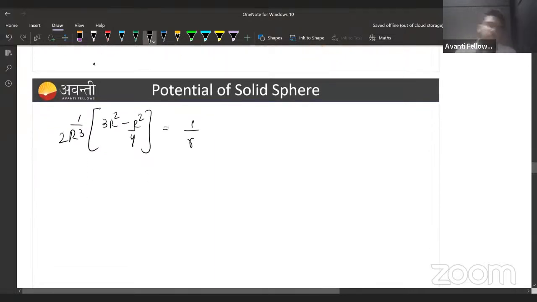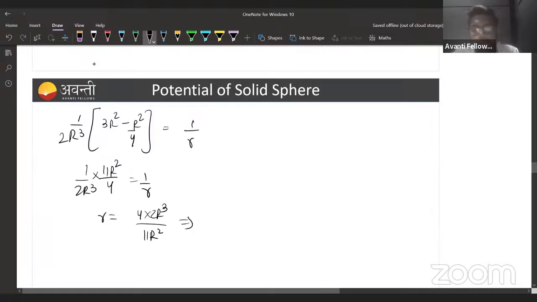So let's solve. 4 threes are 12, minus 1, 11. 11R square by 4 into 1 by 2R cube is equal to 1 by r. So the value of r will come out to be 4 into 2R cube divided by 11R square. That will be equal to 8R by 11. So at distance 8R by 11, the potential will be equal to that at the distance R by 2. Hopefully this is clear. Let's see in the graph if this makes any sense.